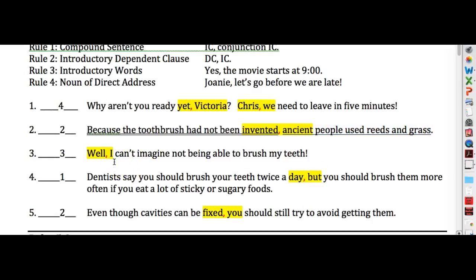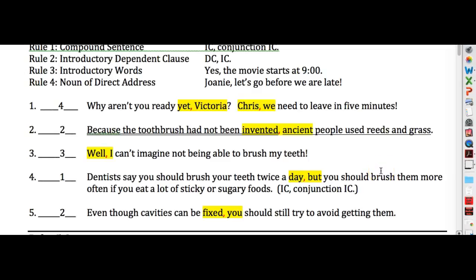Our third sentence is an introductory word, such as well, comma. Our fourth one is an independent clause, comma, conjunction, independent clause. So we can see there, conjunction, I see period. That's a pattern that we've talked about quite a bit.